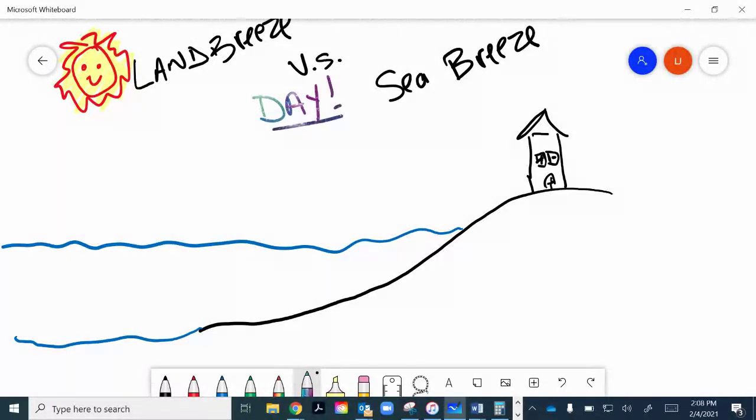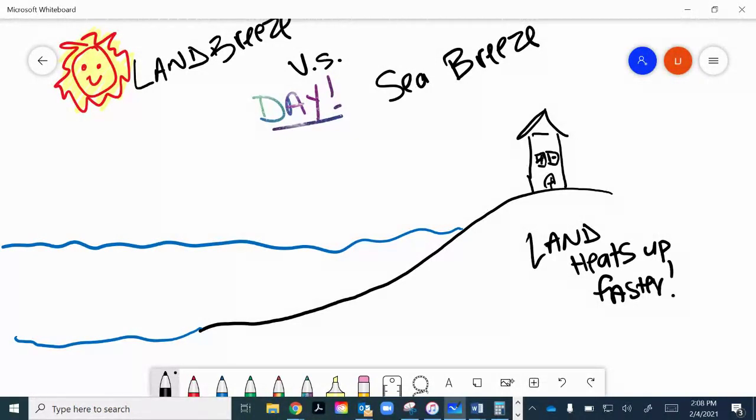During the day, when we looked at the last lab and we tested the sand and we tested the water, we found out that in our test that land actually heats up faster. Land heats up faster. Water heats slower. So that's the two differences that we saw in our chart. Land heats up faster. Water heats up slower.